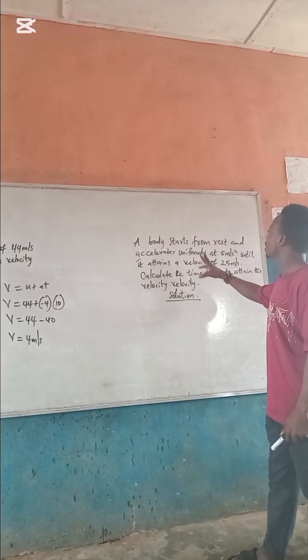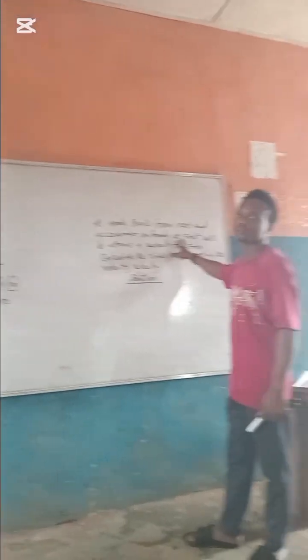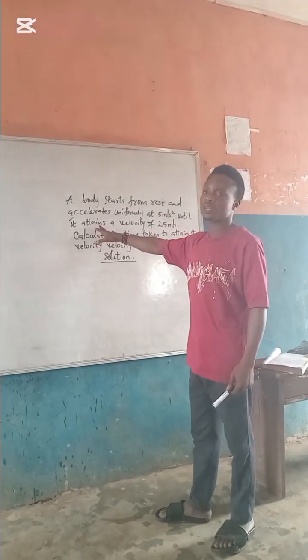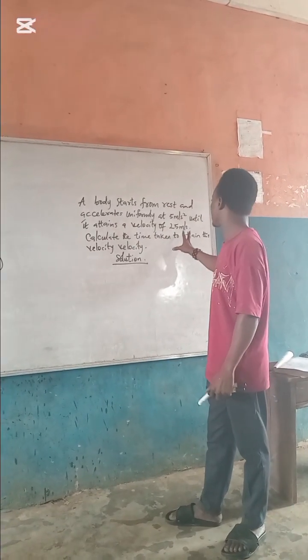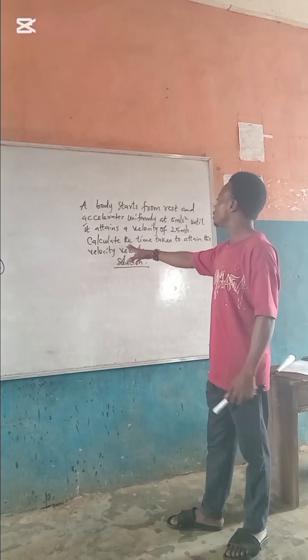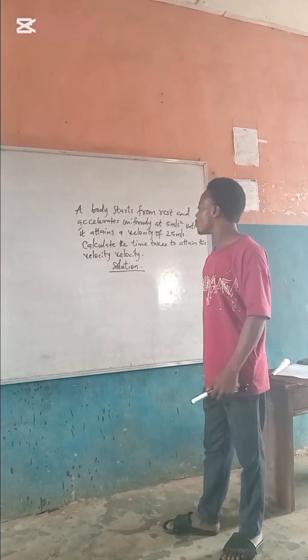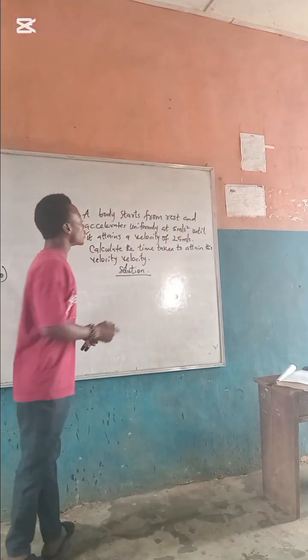A body starts from rest and accelerates uniformly at 5 meters per second squared until it obtains a velocity of 25 meters per second. Calculate the time taken to obtain this velocity. So you are going to look at it.